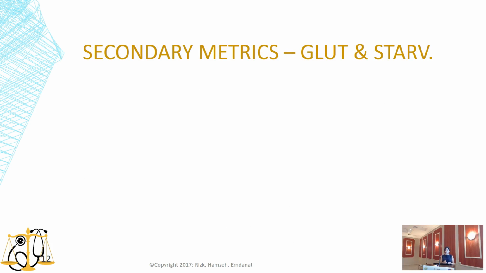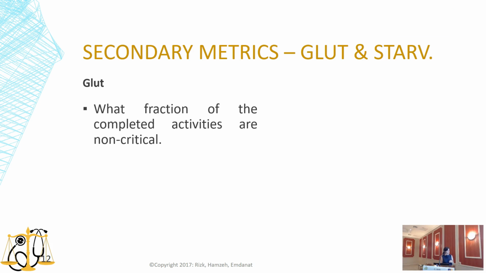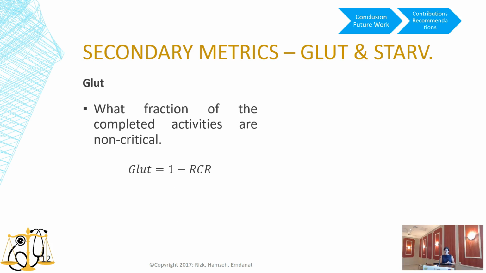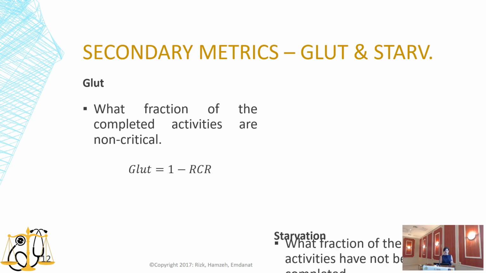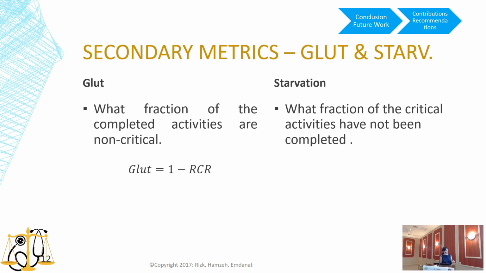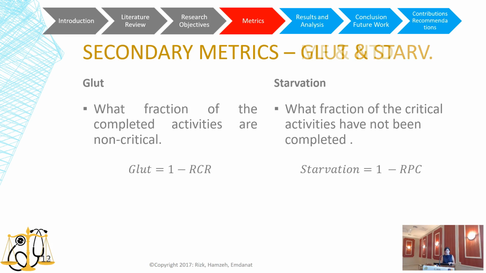A set of secondary metrics were also created to help in the analysis. The first secondary metric is the GLUT, which is a representation of the percentage of completed activities that are not critical. So this means that the non-critical activities are being executed before critical ones. And the second secondary metric is the starvation, which is the percentage of critical activities that have not been executed. This means that the critical activities are starving for resources.